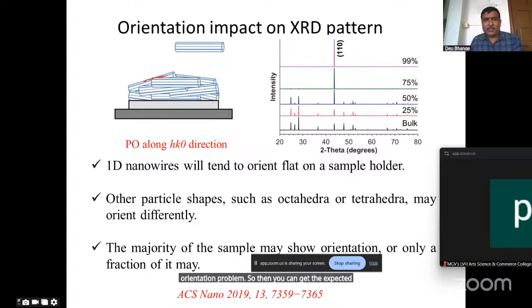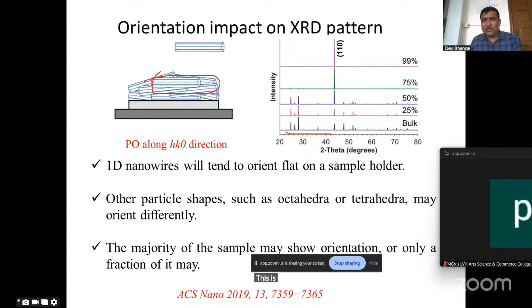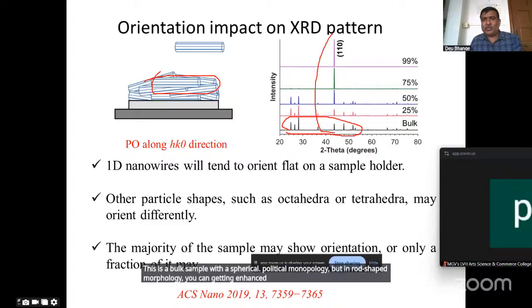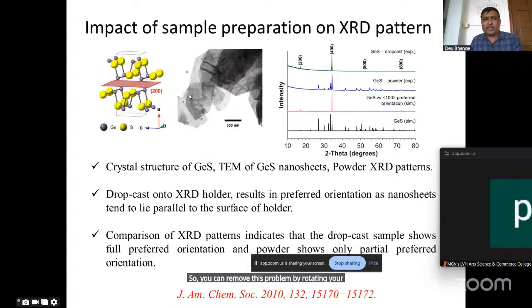You can see that this is a rod shape geometry and it has a huge problem of intensity distribution. This is a bulk sample with a spherical particle morphology, but in rod shape morphology you get enhanced intensity of certain peaks only because of their preferred orientation. So you can remove this problem by rotating your sample during data collection.